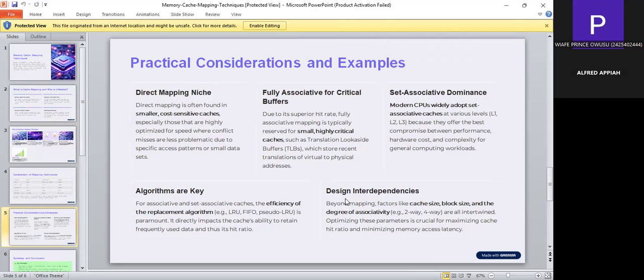So design interdependence is also another point. Beyond mapping, factors like cache size, block size, and the degree of associativity are all intertwined. Optimizing these parameters is crucial for maximizing your cache hit ratio and minimizing memory access latency.